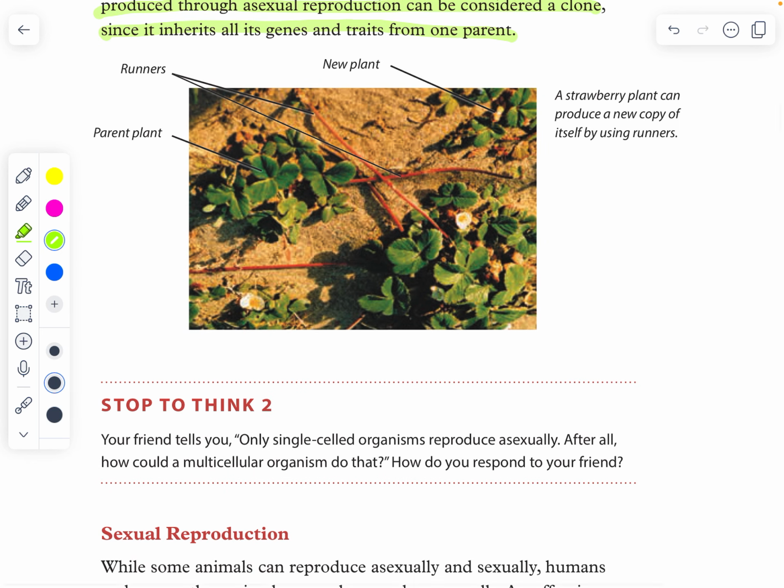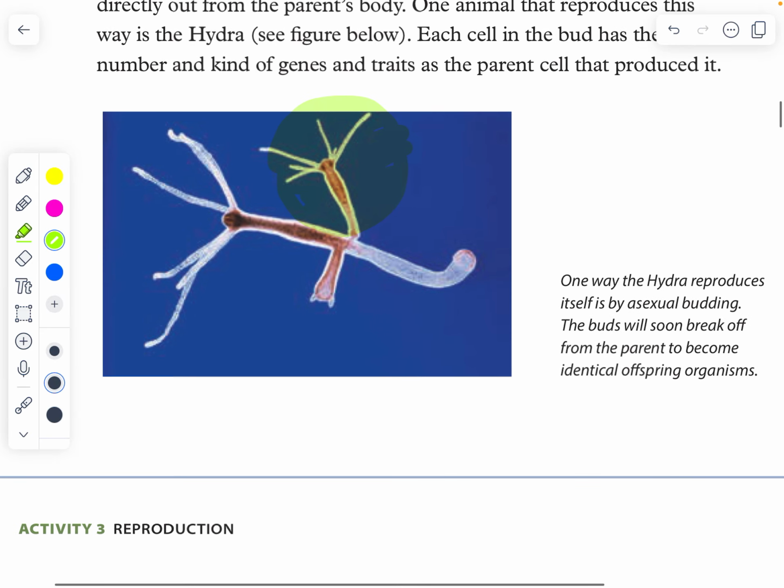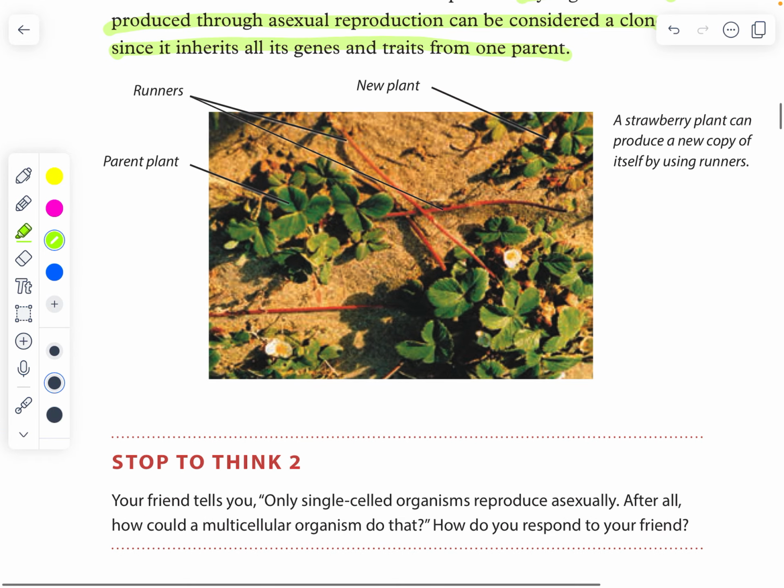That's pretty cool. Stop to think 2. Your friend tells you, only single-celled organisms reproduce asexually. After all, how could a multicellular organism do that? How do you respond to your friend? Well, you could bring up the example of the Hydra. This is a multicellular organism. All organisms have cells, and cells can make copies of themselves. So multicellular organisms can also make clones of themselves. But it's usually only very simple organisms. You're not going to see a complex organism like a dog or like a human be able to do this. Our DNA is way too complicated for that.